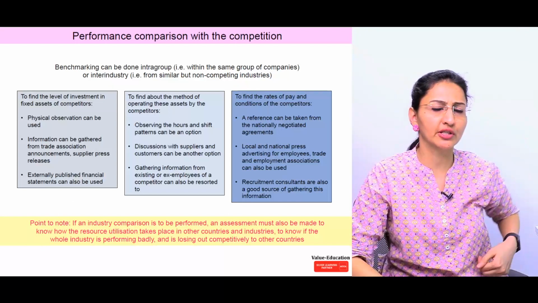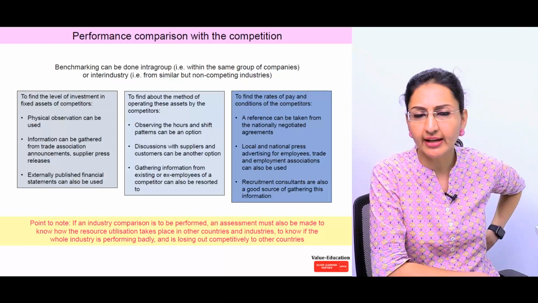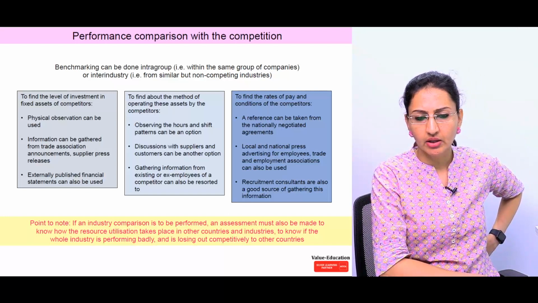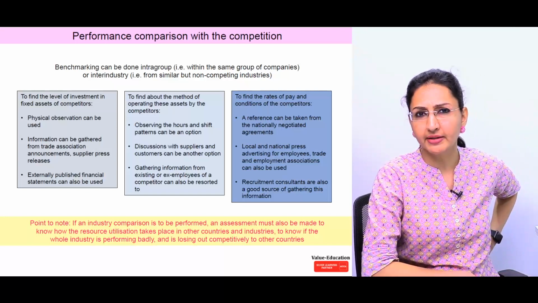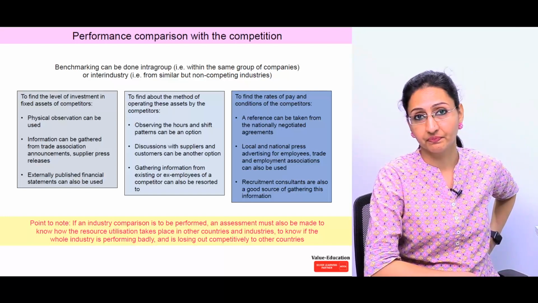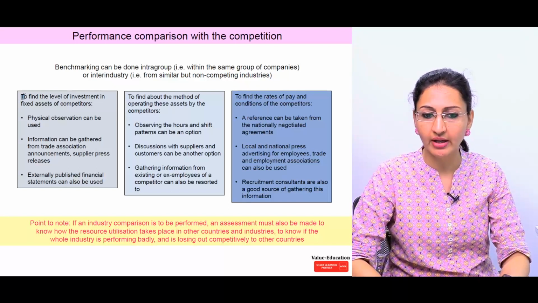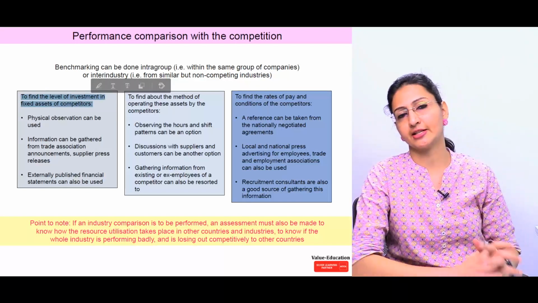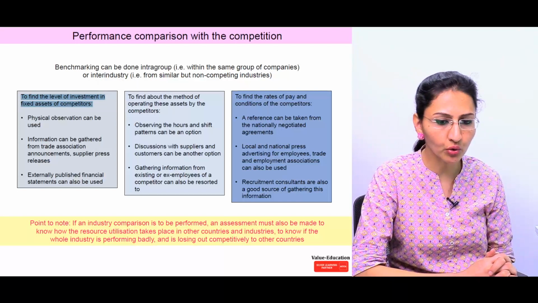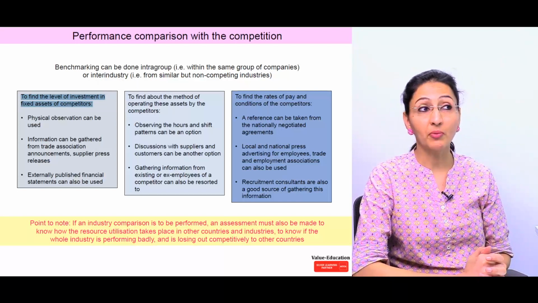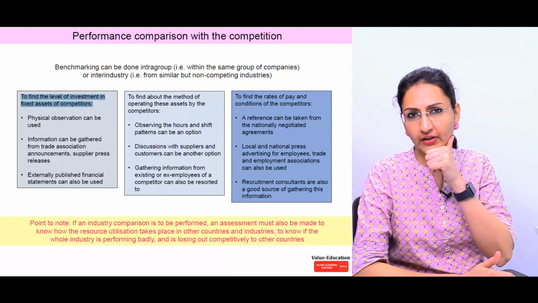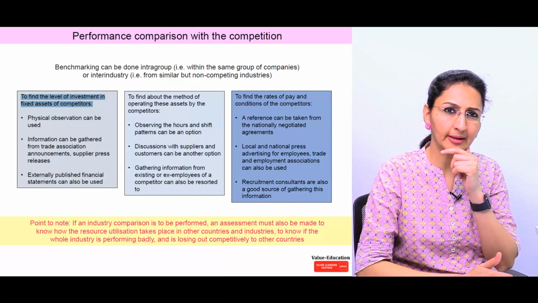What are these three boxes trying to tell you? They're trying to tell if you have to do a comparison with your competitor, how can that be done? Now, first box tells you the level of investment in fixed assets of competitors. Now, how do you get to know how much investment the competitor has done in the fixed assets? How will you know that?